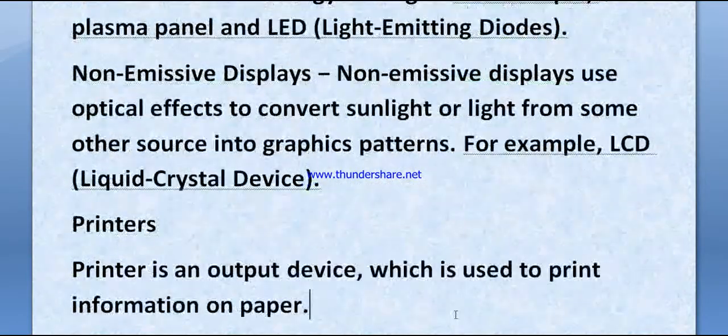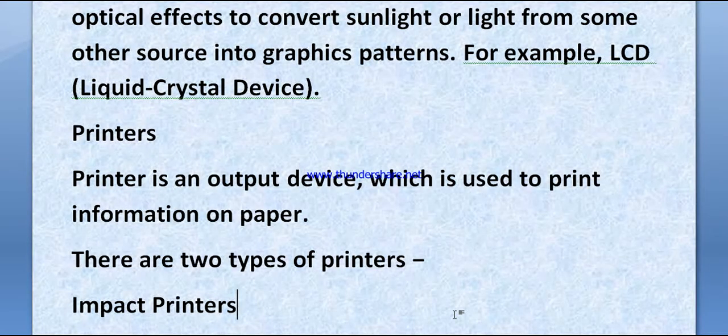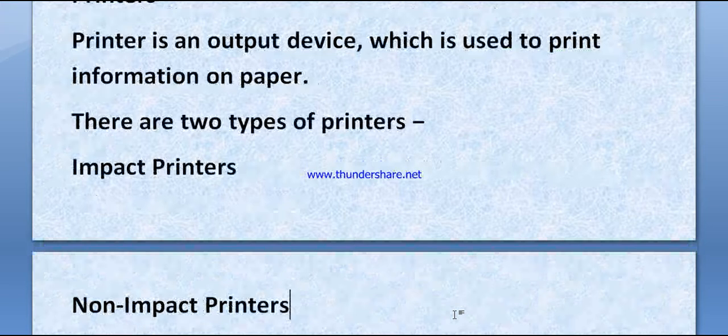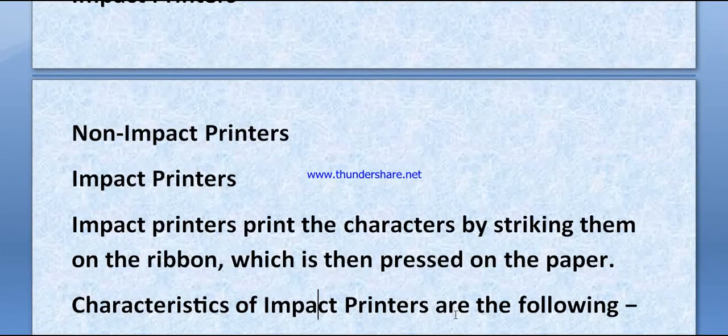Now we'll talk about printers. A printer is an output device which is used to print information on paper. There are two types of printer: impact and non-impact. Impact printers print the characters by striking them on the ribbon, which is then pressed on the paper.